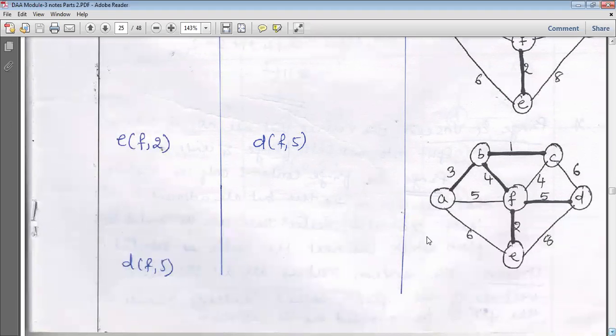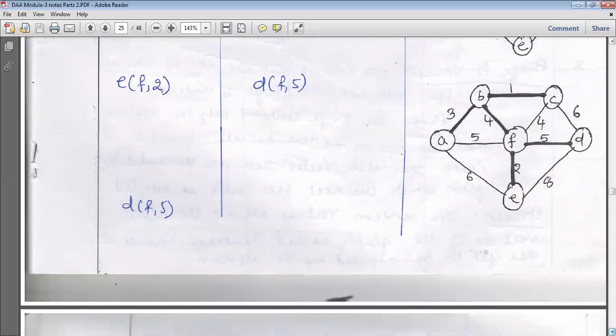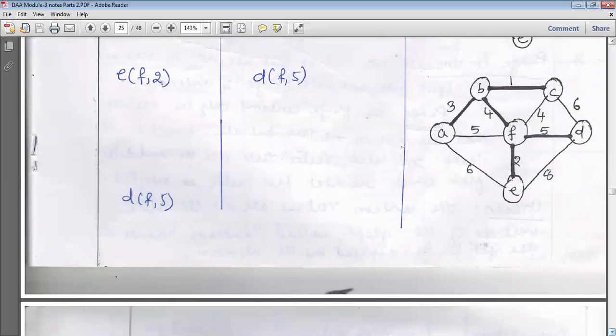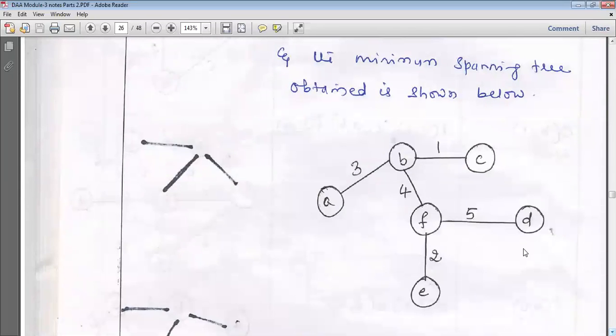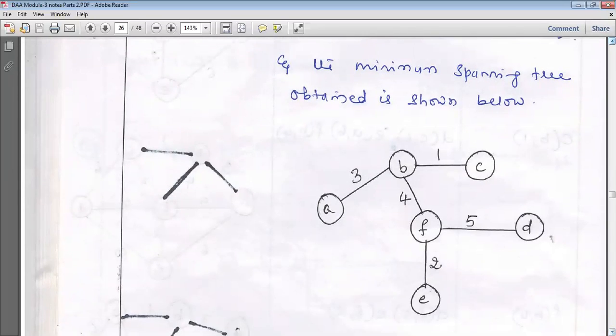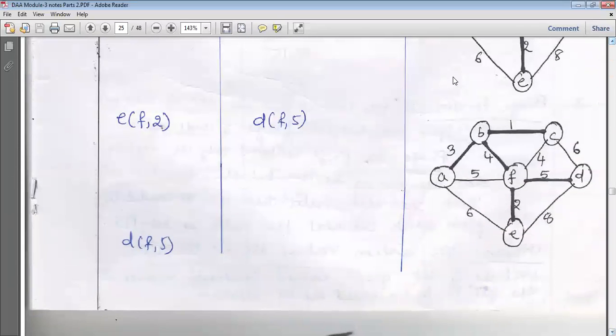You can check here. F to D, this path has been selected. So now all the vertices have been added into our tree. So now if you check, the spanning tree will be of this form. See, all the edges which we have included are shown with a thicker line: A to B, B to C, B to F, F to D, and F to E. This is our minimum spanning tree.